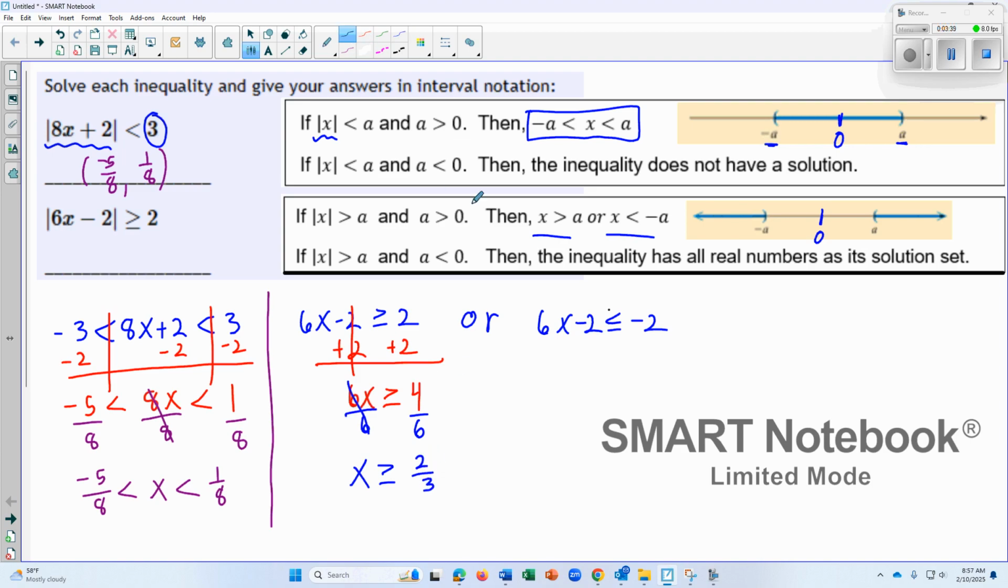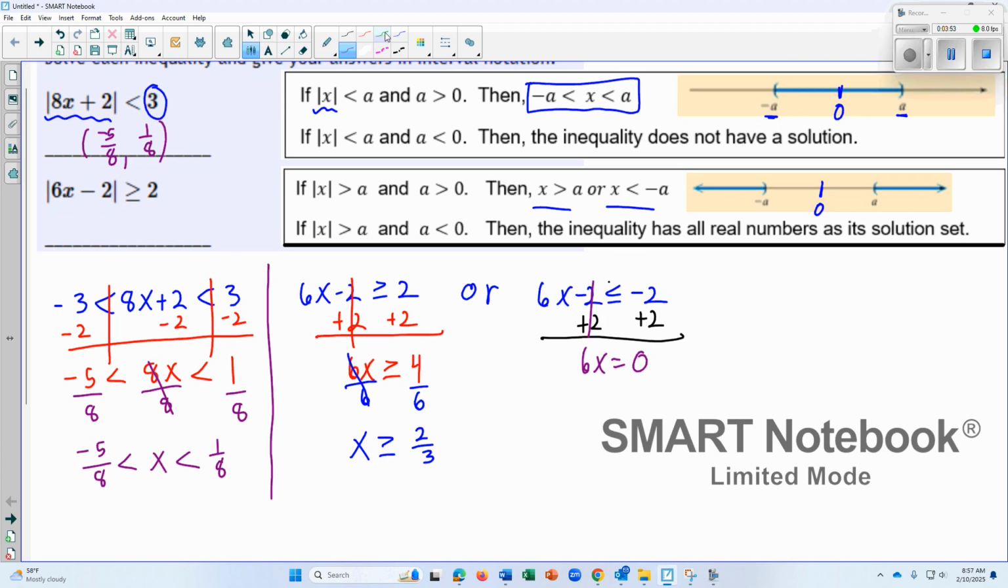And then on the other one, same thing. So let's see, we'll add 2. And so we're going to get 6x equals 0. Interesting, okay. Then we'll divide by 6. And so we're going to get x less than or equal to 0. There we go. Okay, so you got to be a little careful on this one.